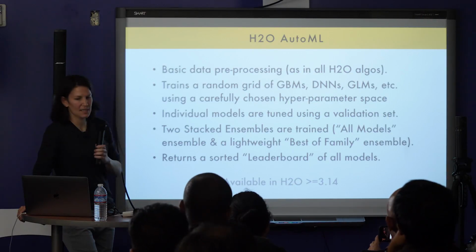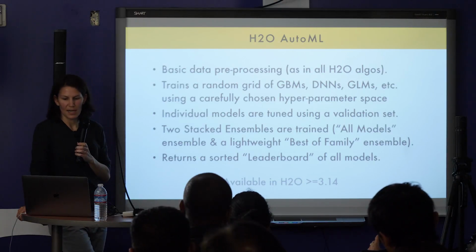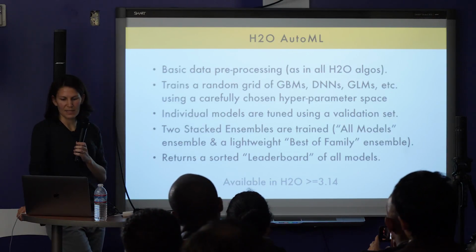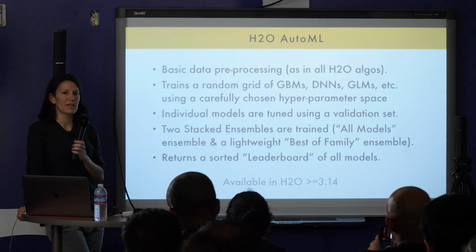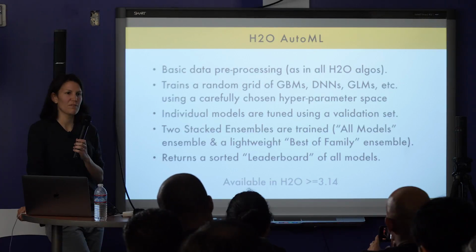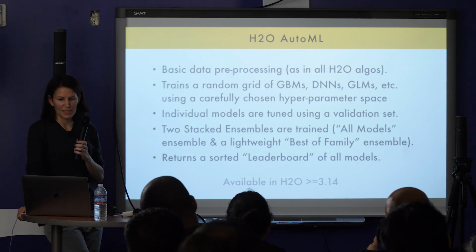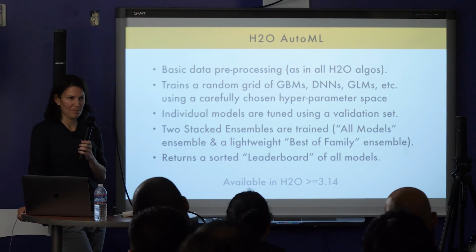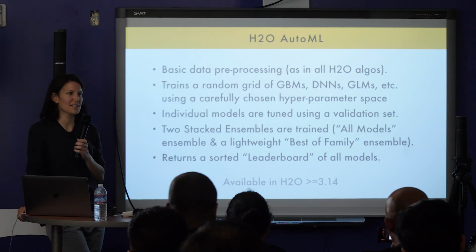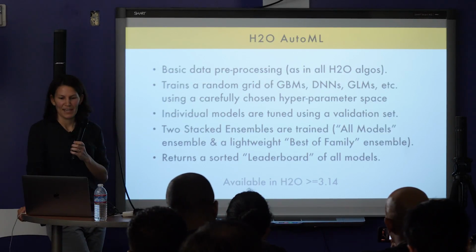Yeah, so I've said all this, and then basically it goes through, trains all these different grids, and then does the stacked ensembles, and then what you get back from AutoML is a leaderboard, something that we call leaderboard. And so how many of you are familiar with Kaggle? Okay, a lot of you. But those of you who don't know what Kaggle is, it's a website where people compete in data science competitions. And so it's pretty fun.